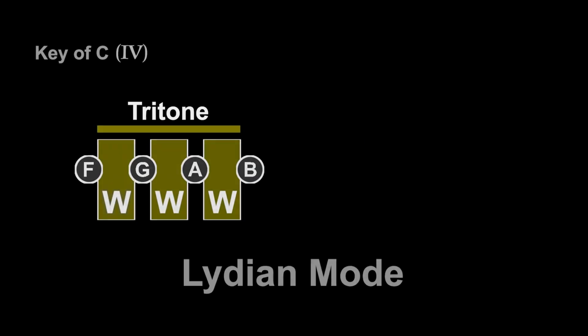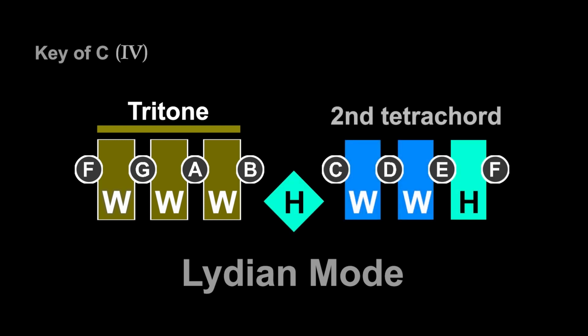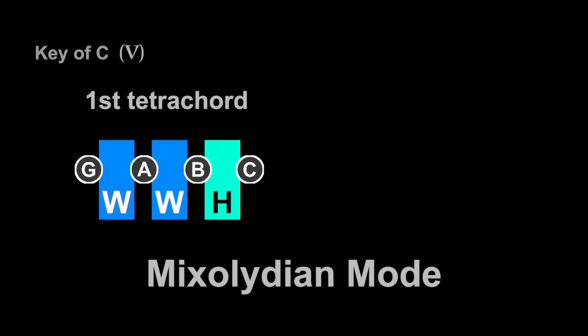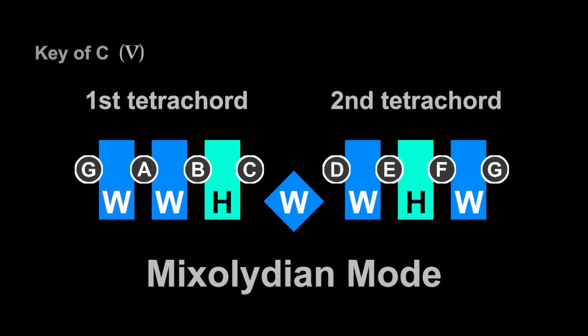The 4th mode, Lydian mode, begins with a tritone, 3 whole steps in a row, followed by a half step, followed by the same tetrachord that begins and ends the Ionian mode, 2 whole steps and a half step. The Mixolydian mode, the 5th mode, begins like the major scale with that same tetrachord, 2 whole steps followed by a half step. You've got a whole step in between, and the next tetrachord is whole step, whole step, the same tetrachord that you find in the Dorian mode.